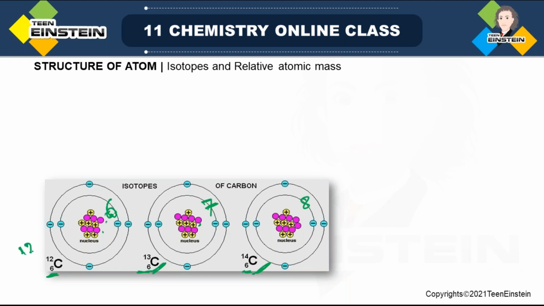How are you getting it? 12 minus 6, that means it is 6. Then, sorry, here it is 13. 13 minus 6, so it will be 7. In the last case, it is 14 minus 6, so it is now 8. So the neutron number is different. The proton number is the same. And obviously the electron number is the same, because it is always equal to the number of protons. So this is the definition of isotope, where the number of protons is the same but the neutron number is different.